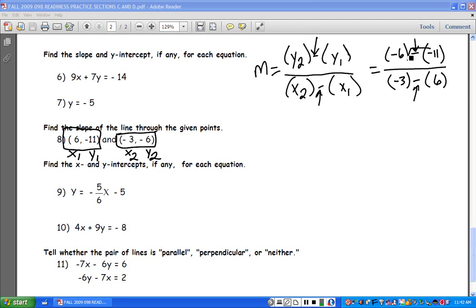I notice here I have double signs. Those two signs combine to form one positive sign. So negative 6 plus 11 gives me 5.